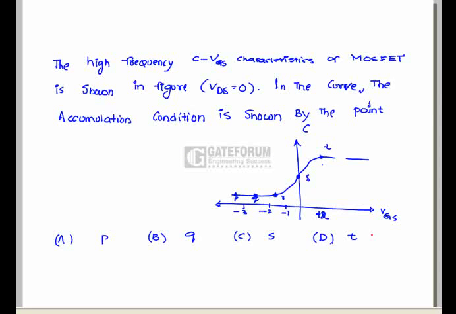Question is, from the high frequency CV characteristics of a MOSFET given in the figure, we need to identify which point indicates the accumulation condition. From the given diagram, the characteristics are of a P-type MOSFET, because the threshold voltage is negative. Hence, the characteristics are the P-type MOSFET characteristics.